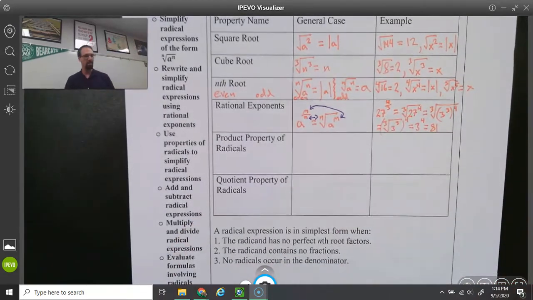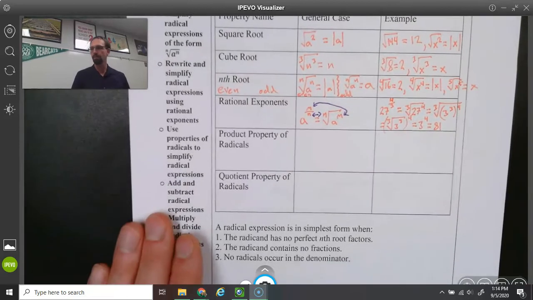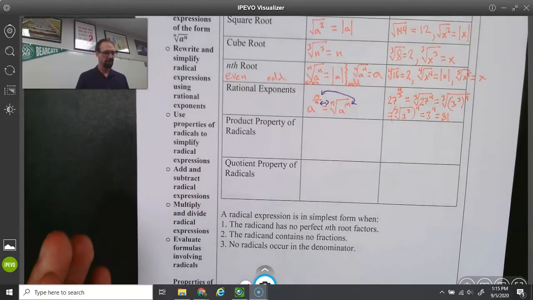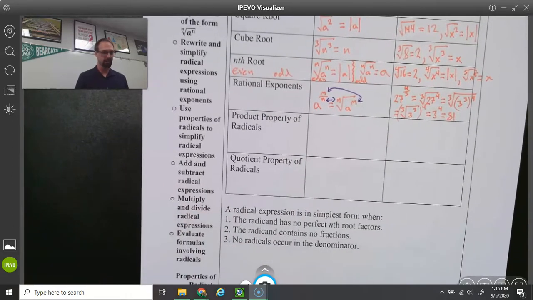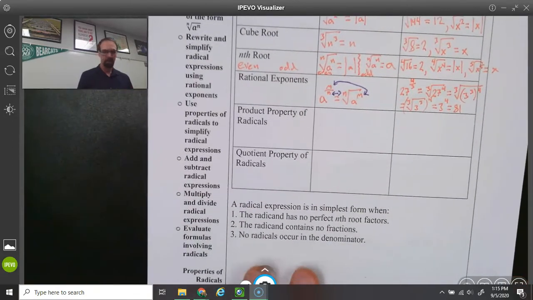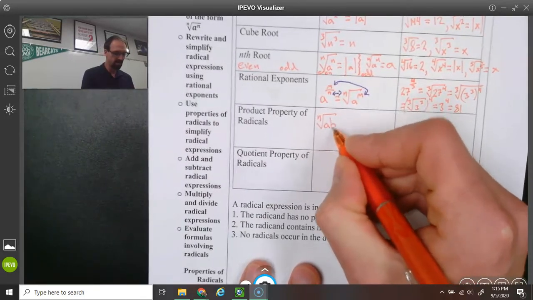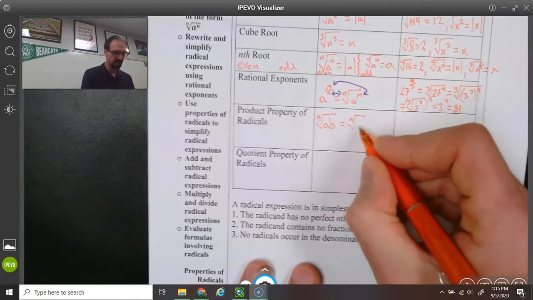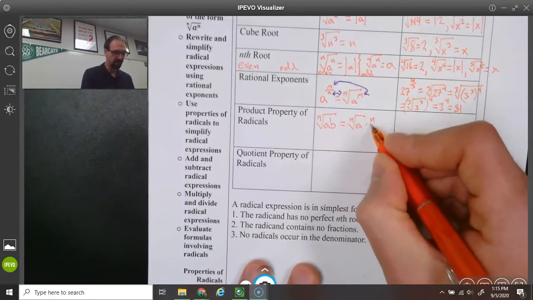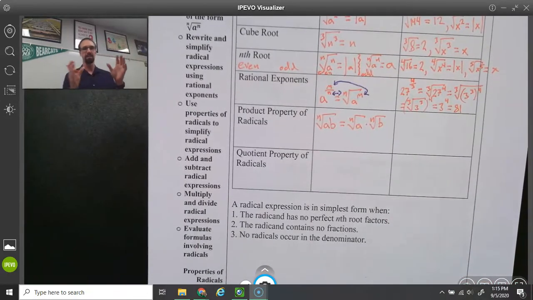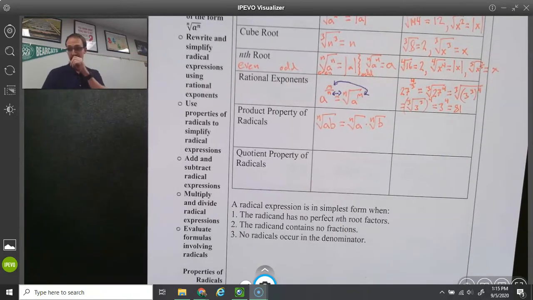And then the next property, the product property of radicals. So what we can do is if we have things that are underneath the same radical, the same root, we can expand them out. So if I have the nth root of a times b, that's the same thing as the nth root of a times the nth root of b. And generally what we usually do is the other way. We take something that's the nth root of a times the nth root of b, and then we combine them under the same radical so that we can simplify them.